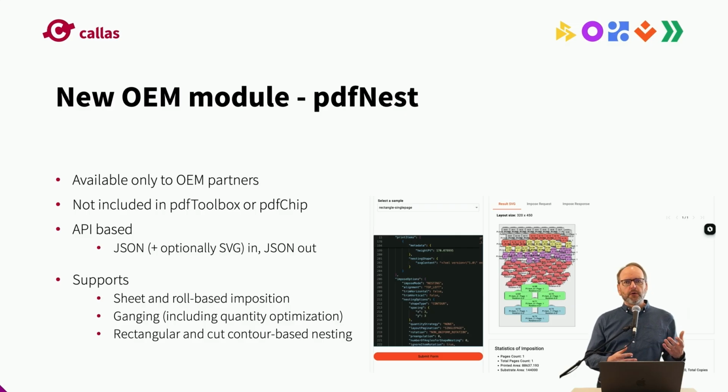Can I do this all with one sheet? And if so, how many times do I have to print it? Or is it multiple sheets? And how many times do I print each individual sheet? And so on. It can do rectangular ganging. It can do cut contour based nesting. So all of that is supported.